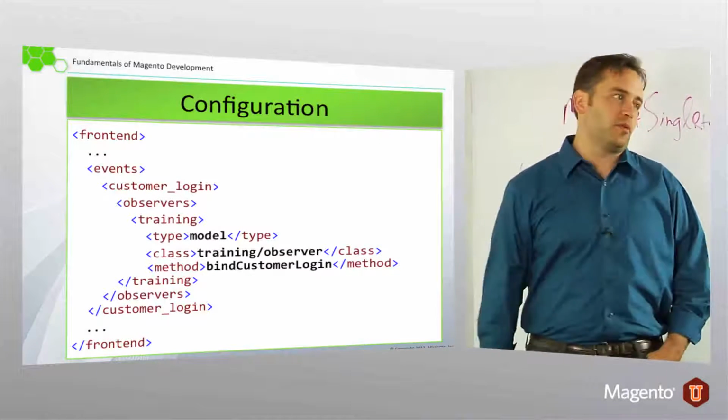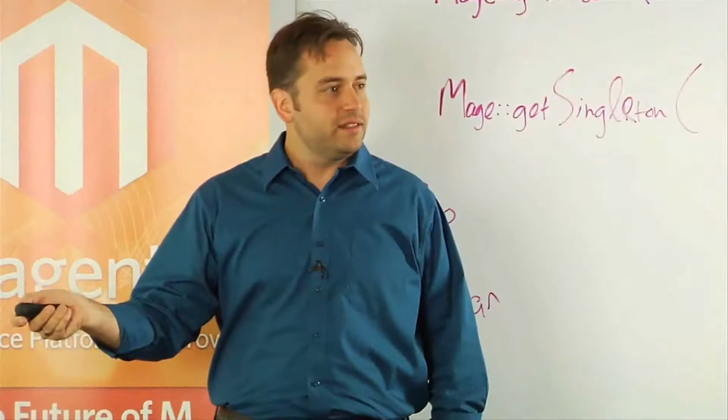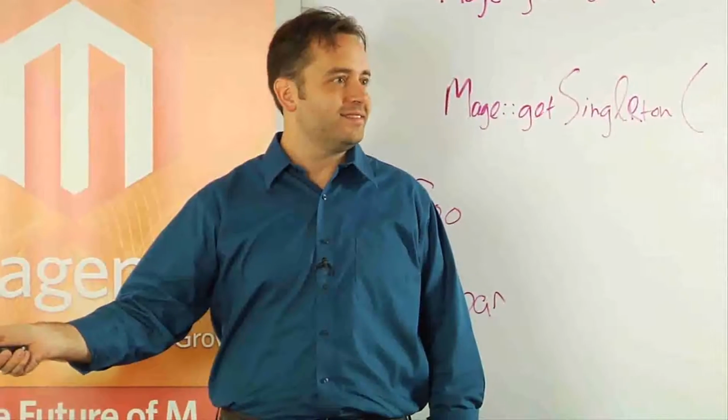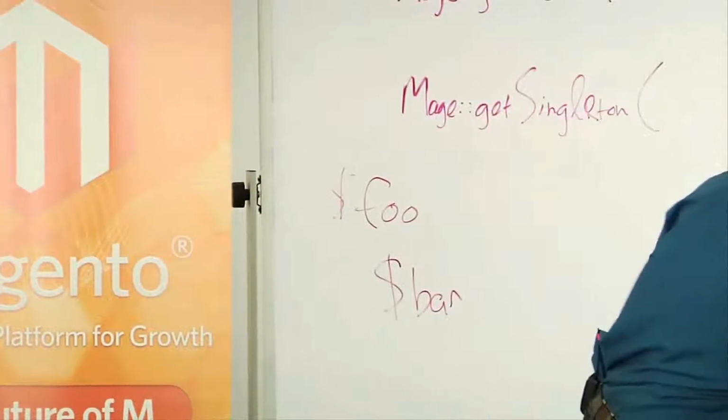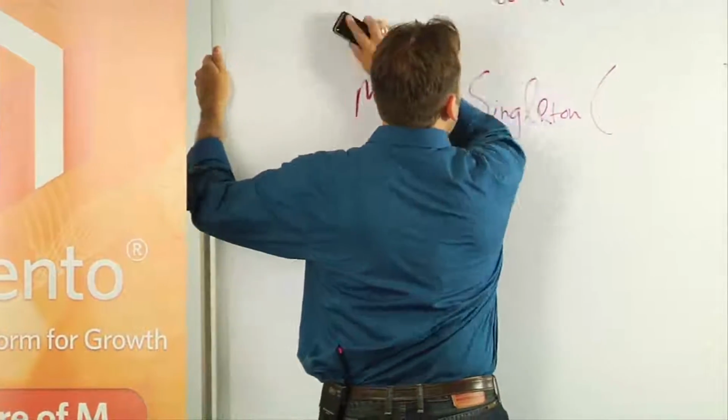Now the other two parameters inside of our little spot in the observers node. Class, training, observer. Okay, this is the string that gets passed into either get model or get singleton. Simple. It's instantiated, and then this method is called. So in this case, I would expect your training is going to map somewhere.